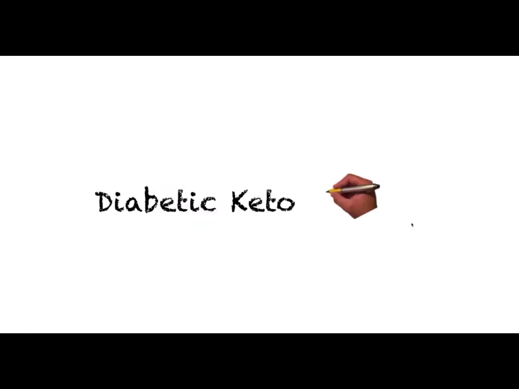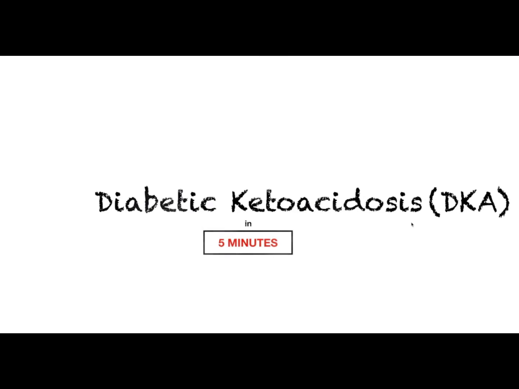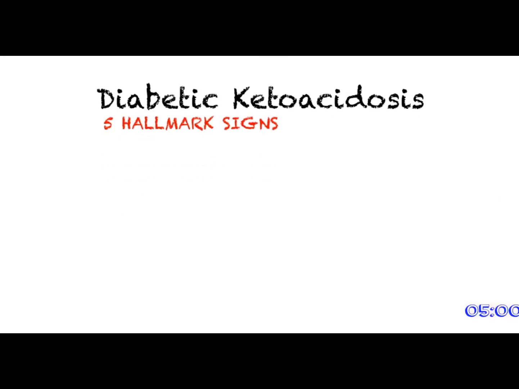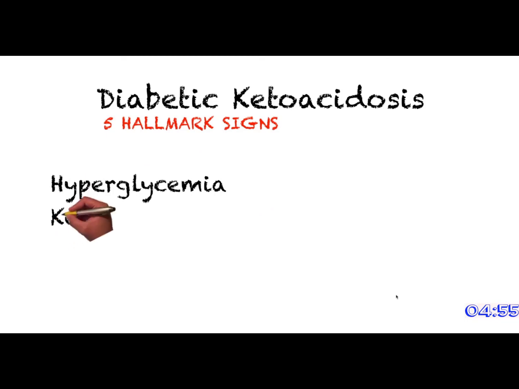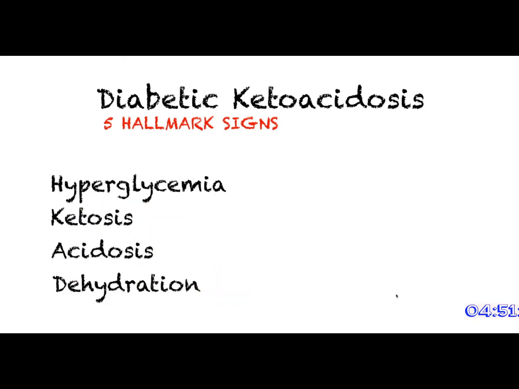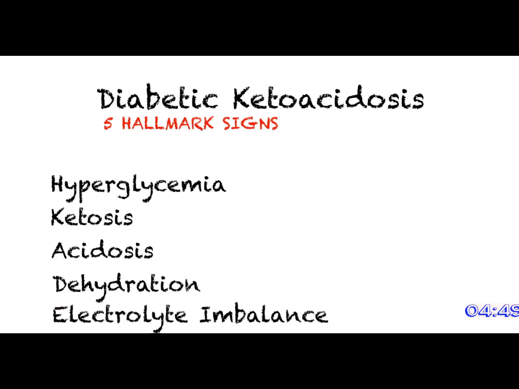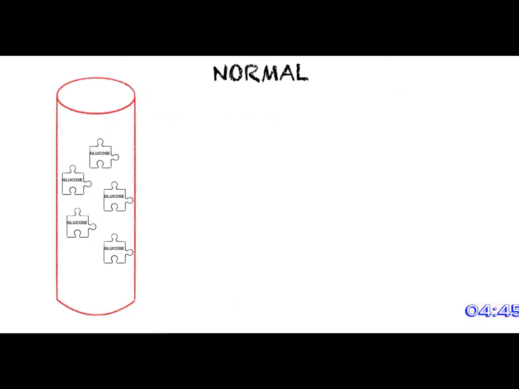Here we go. Hello guys, welcome to this video. Today we will talk about diabetic ketoacidosis or DKA in 5 minutes. There are 5 hallmark signs that characterize DKA. They are hyperglycemia, ketosis, acidosis, dehydration, and electrolyte imbalance. But first, let's talk about the pathophysiology of DKA.